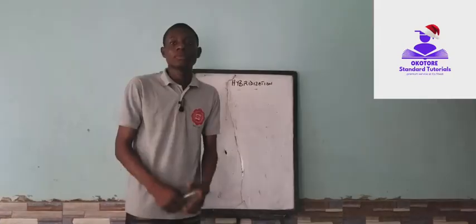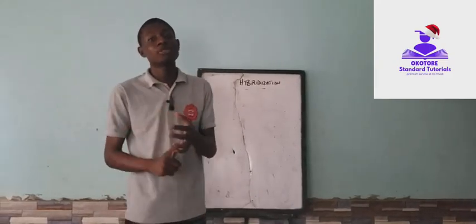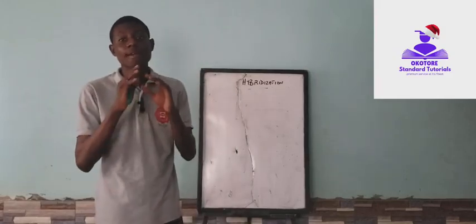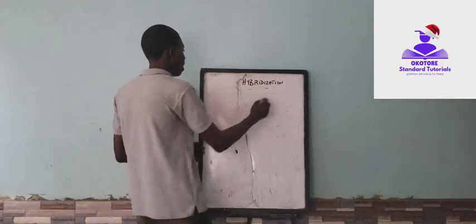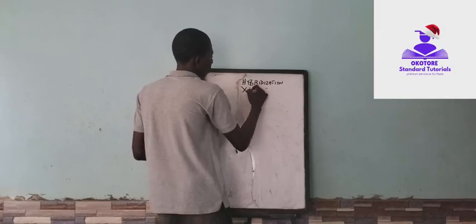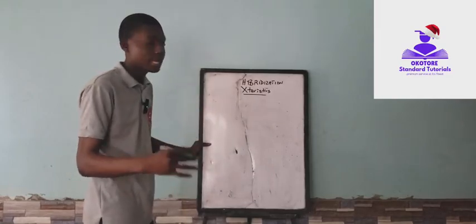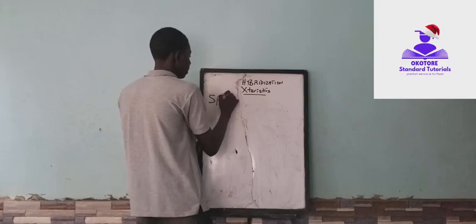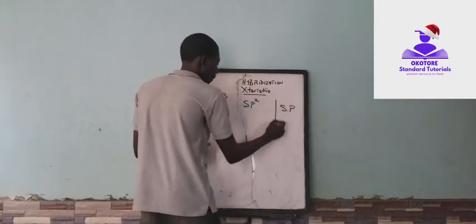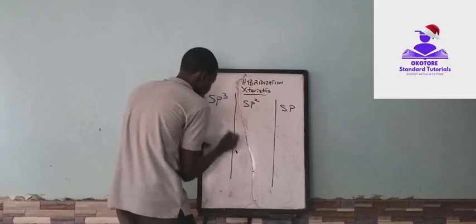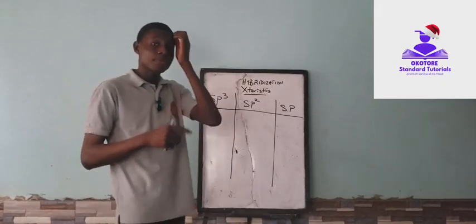Very good. Now I think you are able to get the definition for sp3, the definition for sp2, and the definition for sp. Are we clear? So now we go to the characteristics of sp3, sp2, and sp. Let me differentiate: we have sp3, we have sp2, and we have sp.